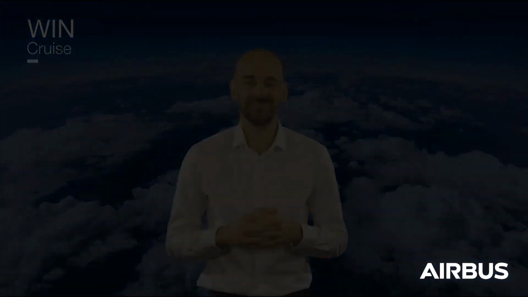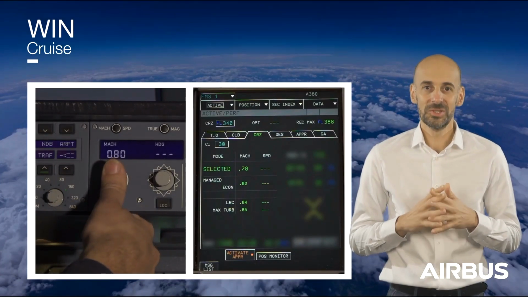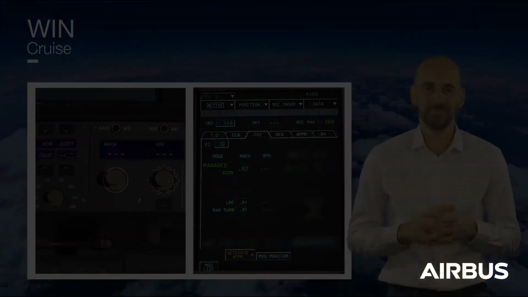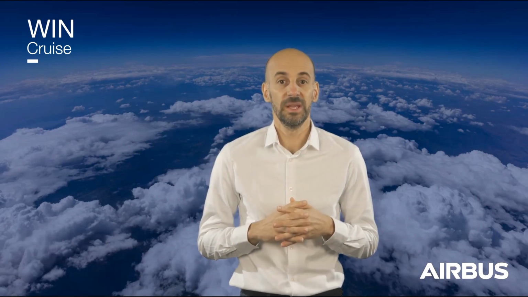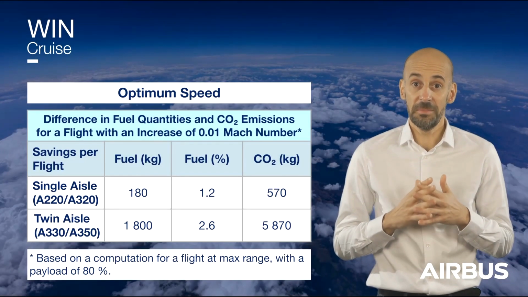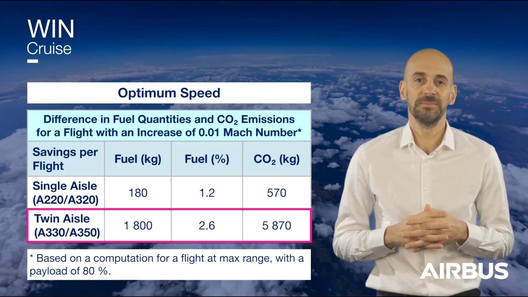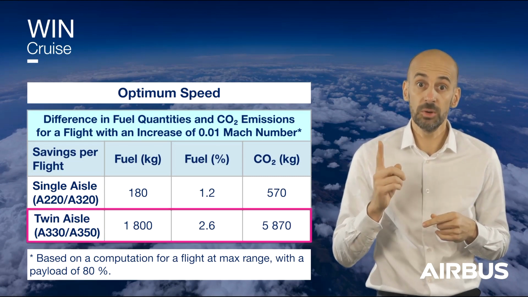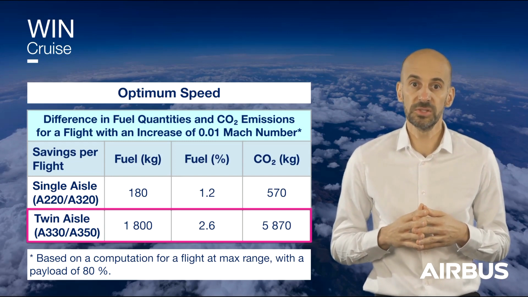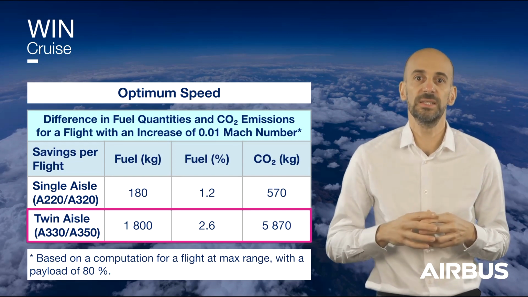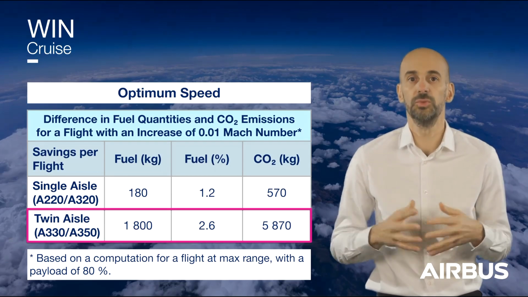So, how can we fly at econ speed? The flight crew should engage the managed speed mode. However, in the case of a time constraint, the flight crew should use the RTA function of the FMS. What if I do not fly managed speed? For example, on a twin-engine aircraft, flying faster by only 0.01 Mach number can increase the fuel consumption by up to 2.6% and consequently emit more CO2.